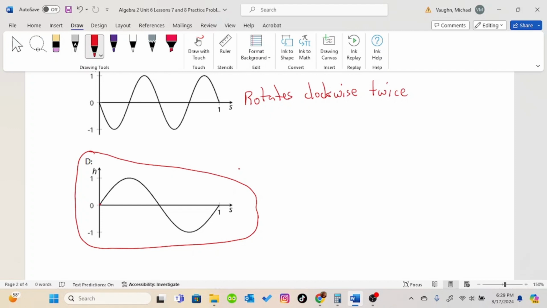We have the starting point. This is where it hits the top of the fan. This is where it rotates around to the left. This is where it hits the bottom of the fan. And then here it returns to the starting position.